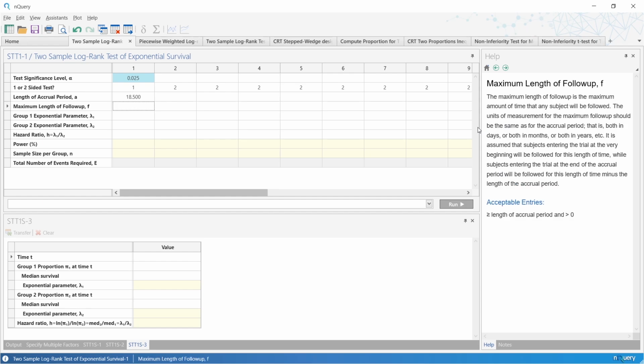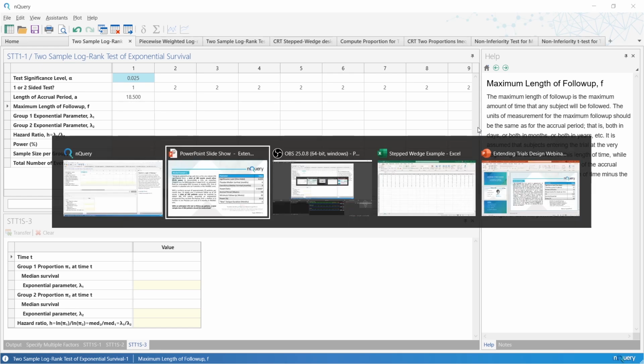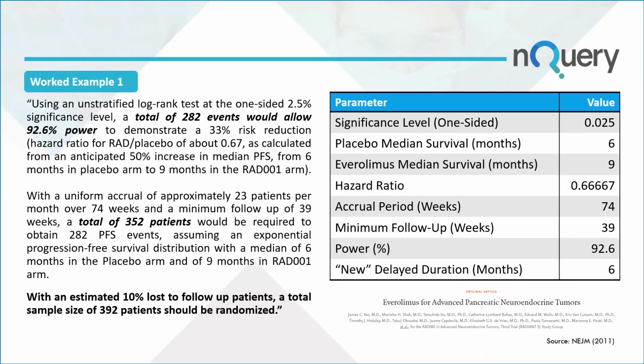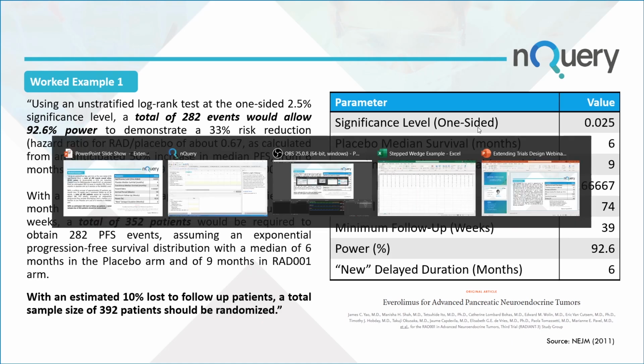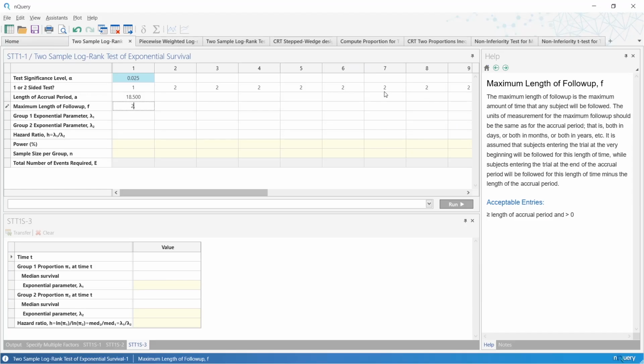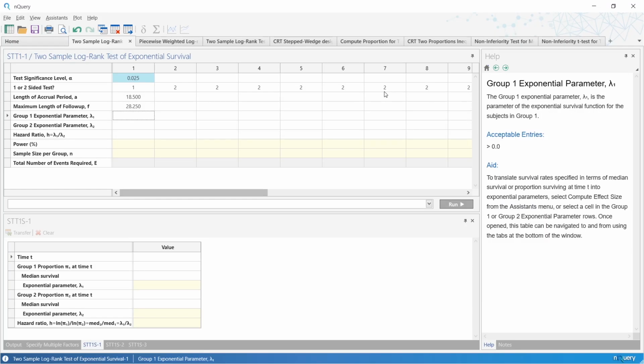and the maximum length of follow-up is simply the accrual period plus the minimum follow-up period. In this case, the minimum follow-up period was 39, so 74 plus 39 is equal to 113. And we take 113 and divide that by 4, we'll get 28.25. If you want to check the math, feel free to do so, but I have done this example a number of times, so I'm fairly confident on the numbers at this point.